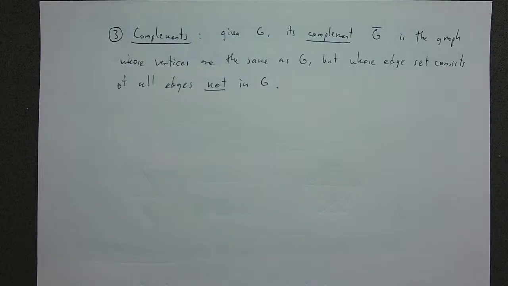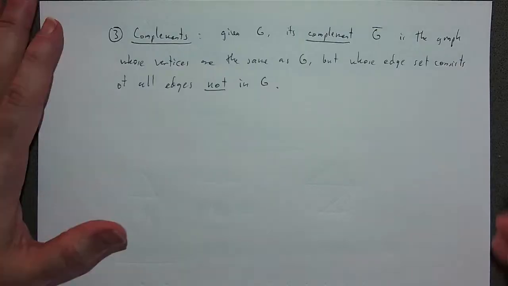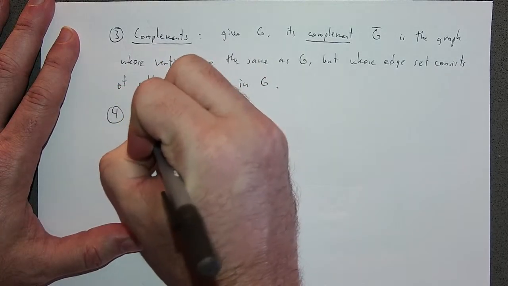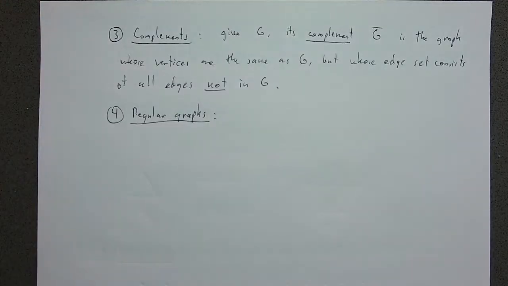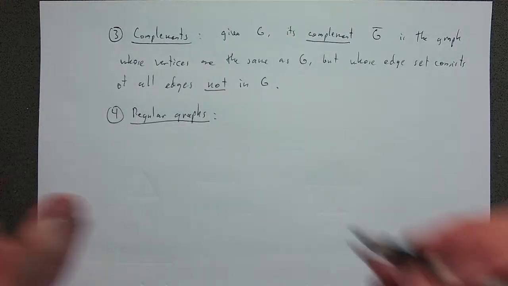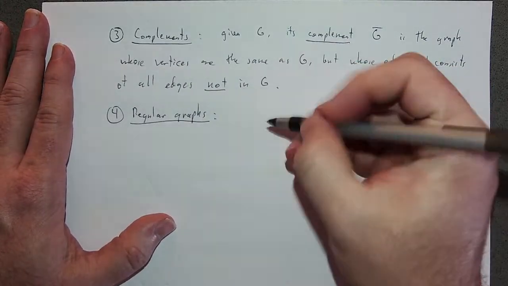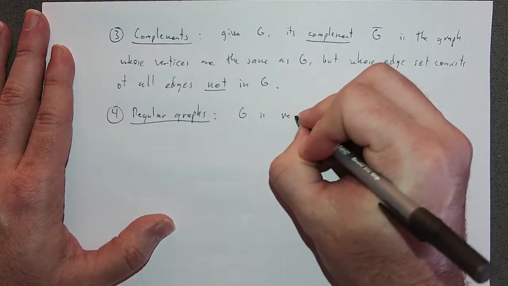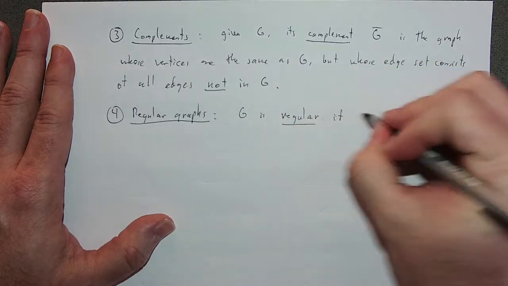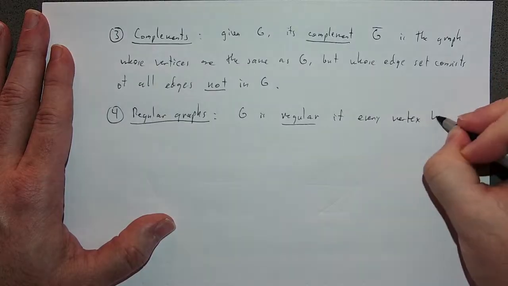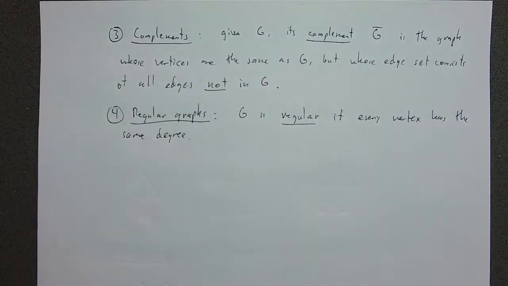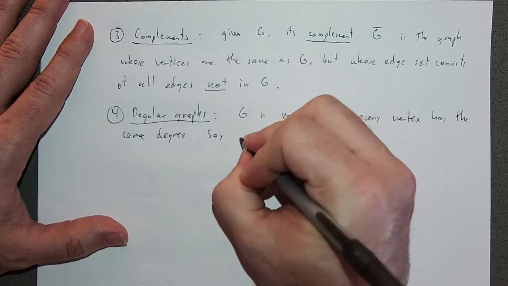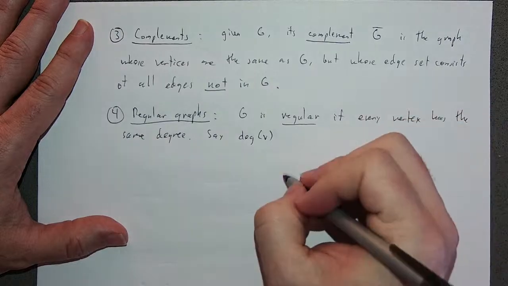Okay. Now, what about something that you might think of as similar to complete, but it's a little different? Okay, the notion of a regular graph. What is a regular graph? A graph is regular if every vertex has the same degree. So G is regular if every vertex has the same degree. Say the degree of some vertex V in G is R.